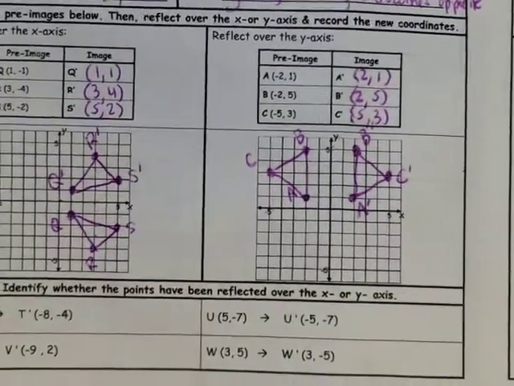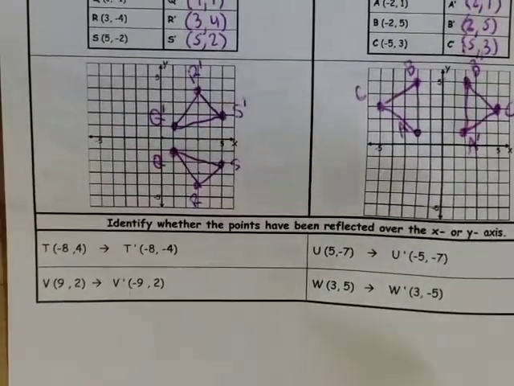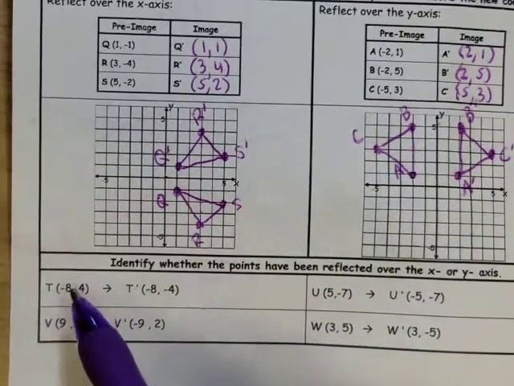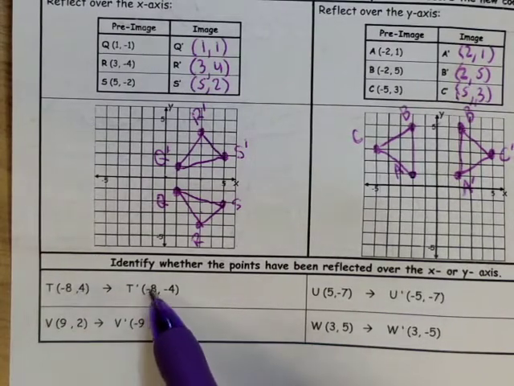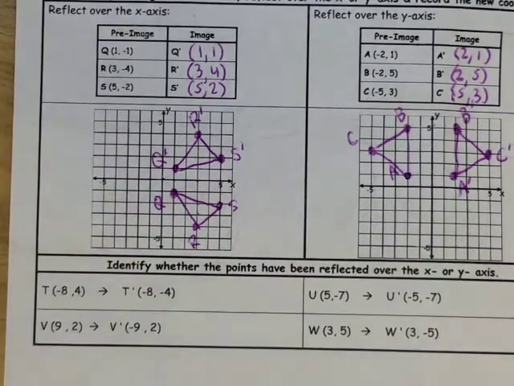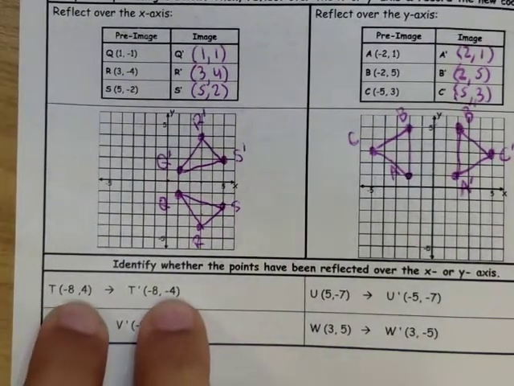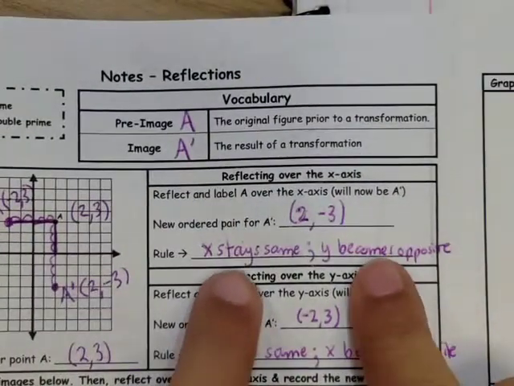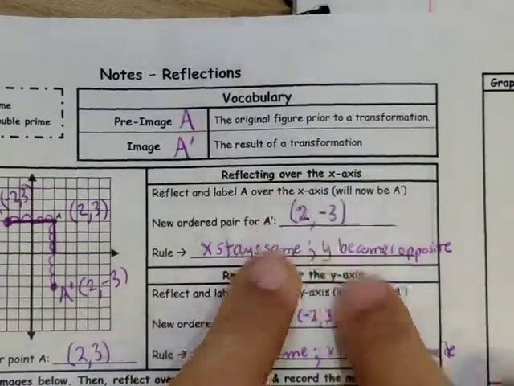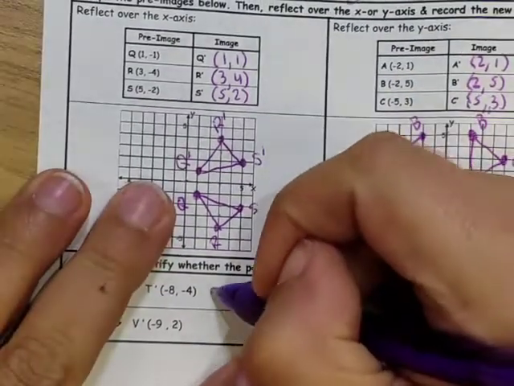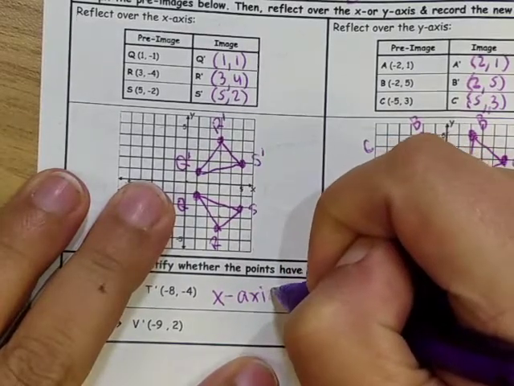Okay. Now what we're going to do is look down here, and we're going to tell whether we've been reflected over the x or the y-axis just based on where the points end up. So negative 8, 4. Now it's at negative 8, negative 4. So there's 2 ways to do this. You can look at what changed, and whichever one stayed the same, that's the axis you flipped over. So let's look at the x. The x stayed the same. The y changed to opposite. What rule is that? The x stays the same. The y changed to opposite. That's your x-axis. So because the x stayed the same, that means the x-axis is the line of reflection.